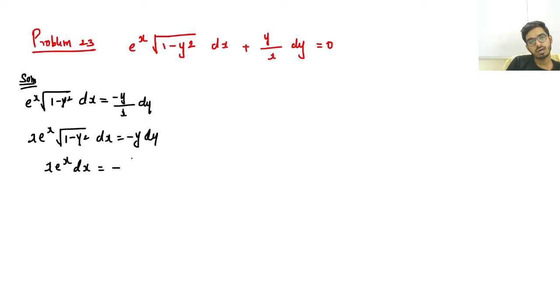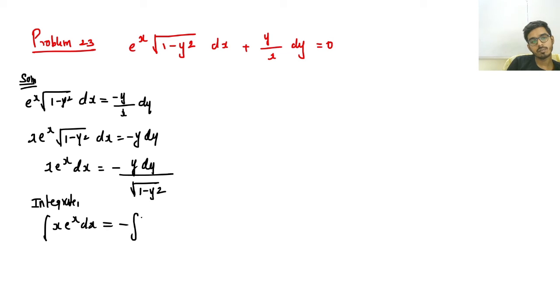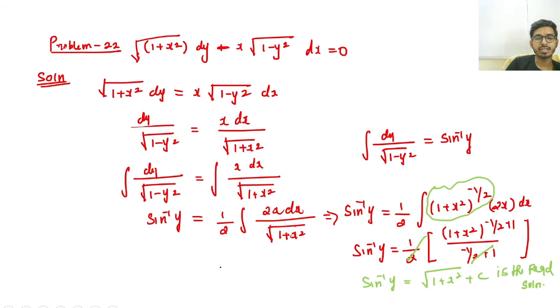Now let us bring this y term here. So minus dy divided by root of 1 minus y square, right? You just have to integrate now. So integral x into e power x dx is equal to minus integral y dy divided by root of 1 minus y square. Now again you just apply the same that we did here.